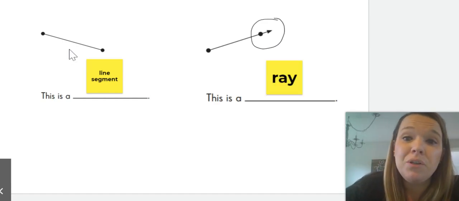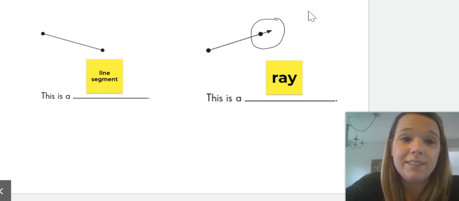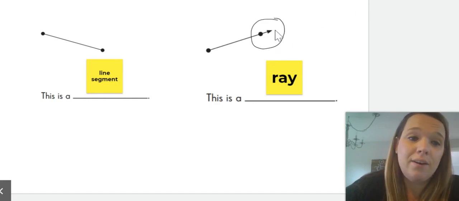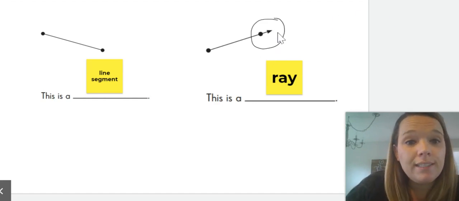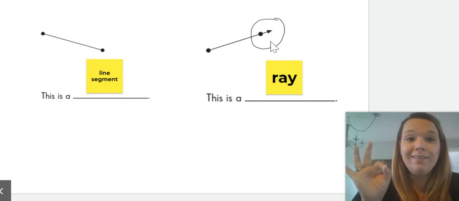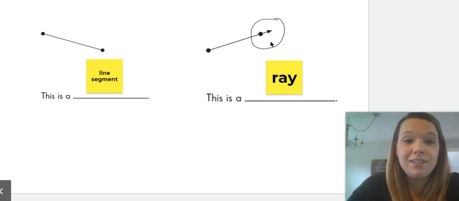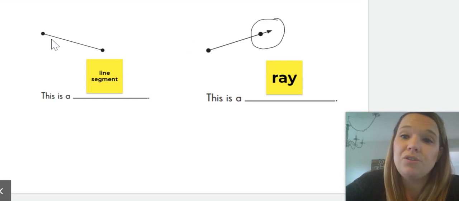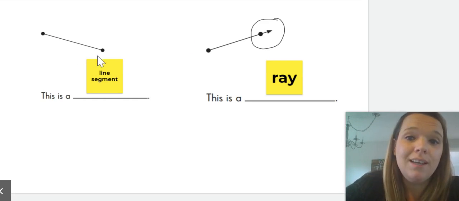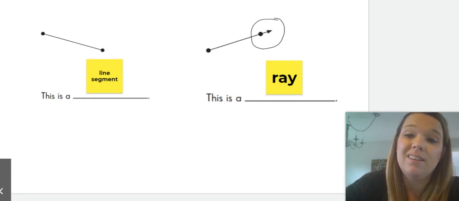Honestly, looking at them, they look totally similar, but there's that one little difference: one side in a ray goes on forever and ever, and the clue is an arrow. So if you see a point and an arrow on the other side, that's your clue that it's a ray. If you see just two endpoints, no arrows to be seen, that tells us that it's a line segment because there's two endpoints.